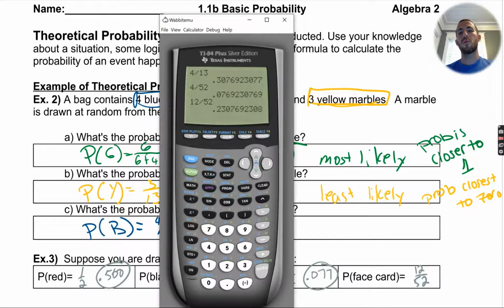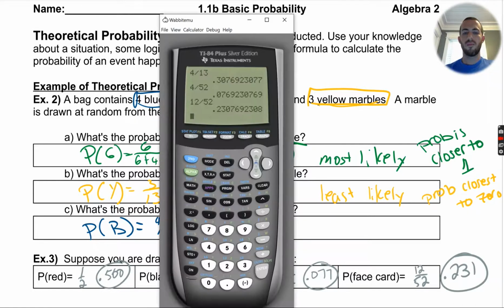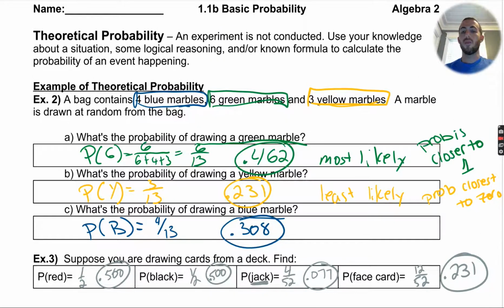We get 0.2307. 7 rounds the 0 up to a 1, so it's 0.231. So looking at the probability of pulling a jack versus pulling a face card, the face card is more probable because 0.231 is closer to 1. The jack is less probable because the probability 0.077 is closer to 0.